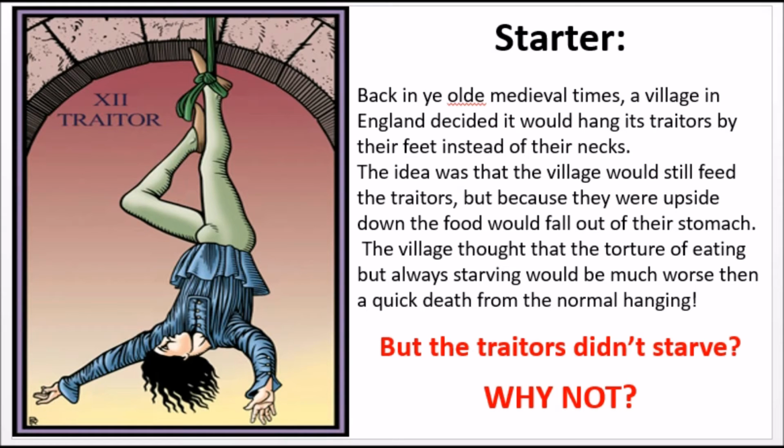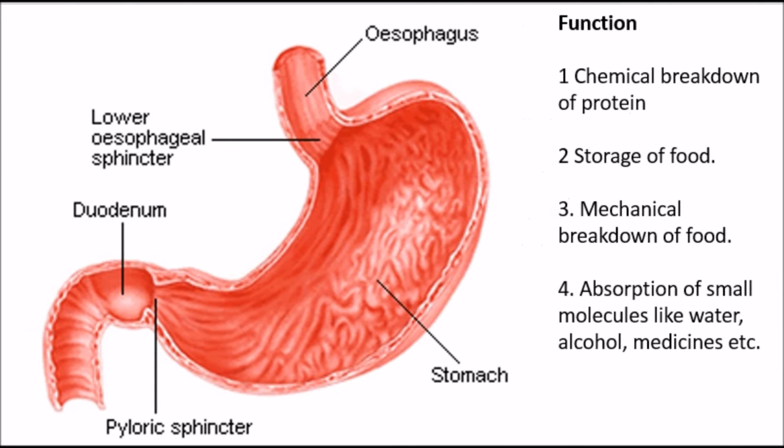And then there's a little circular ring of muscle underneath called the lower esophageal sphincter, which will close and keep the food in your stomach. That's why if you stand on your head, you don't end up vomiting. Well, you might, but you shouldn't. Your food stays in there because this lower esophageal sphincter, this ring of muscle, keeps it shut.